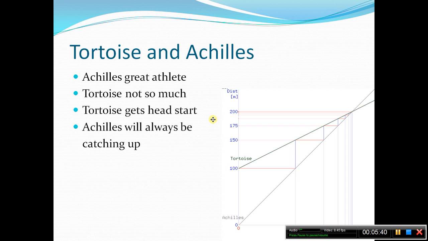So you can see we have Achilles down at 0, 0, and the tortoise, I think, is at 100. And so that's sort of, he has a head start. Now, the tortoise, we know, will move slower.